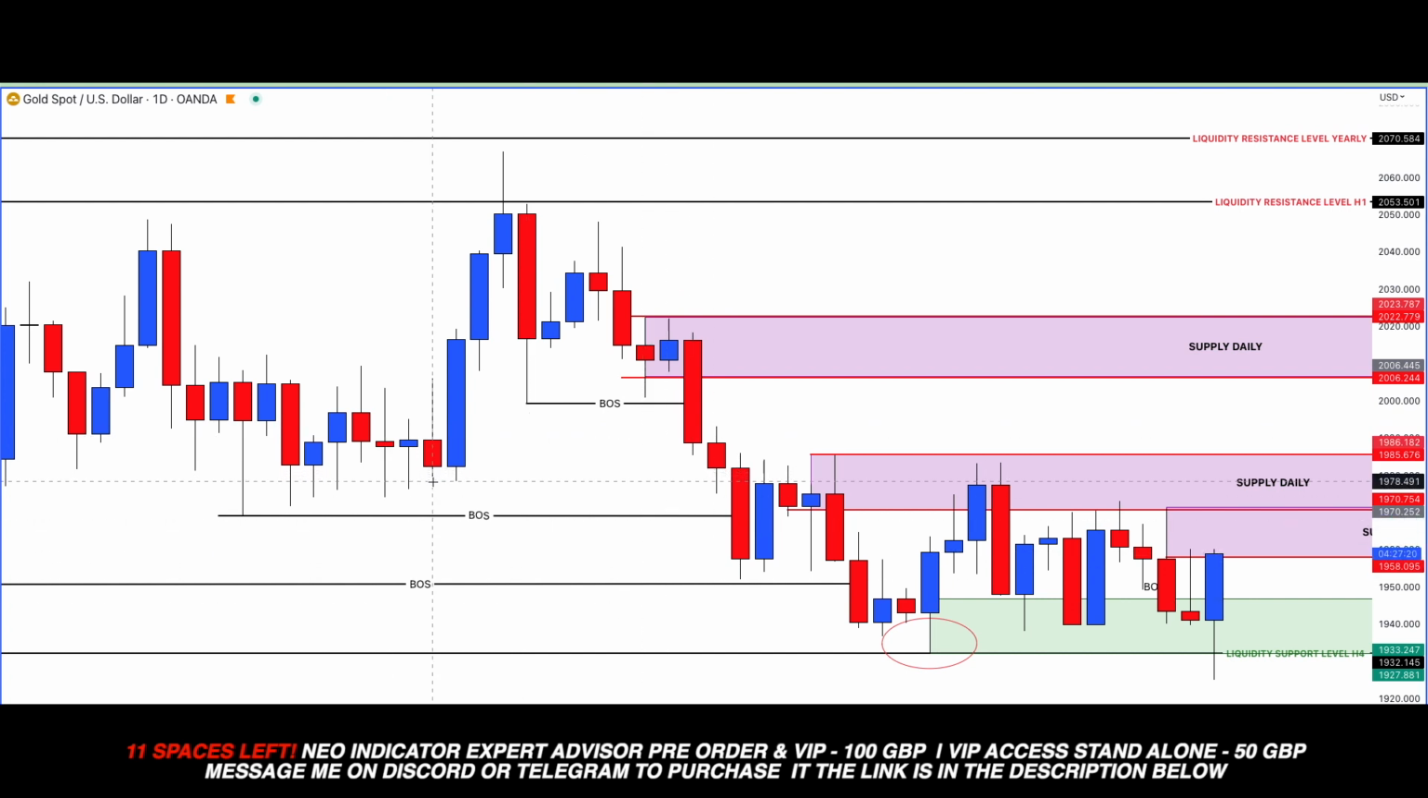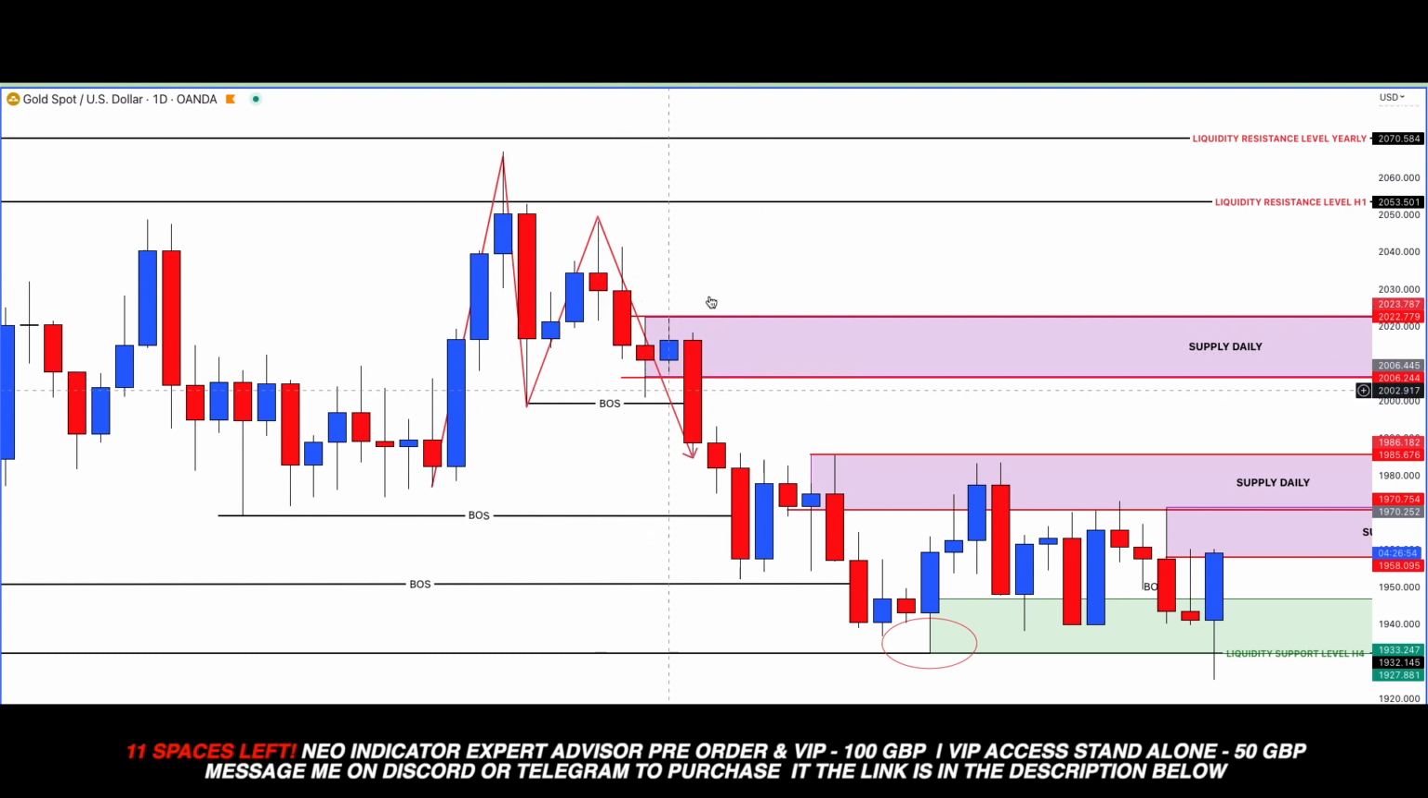For you to understand breaks of structures, you need to understand how to map out the market from highs to lows and from lows to highs, just like this. So right over here we can see that the break of structure did occur here on the daily time frame, and that means this area here is now a valid supply.